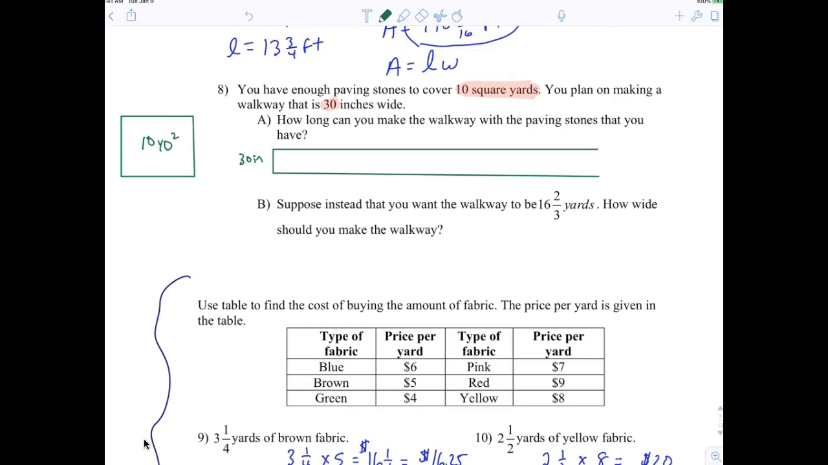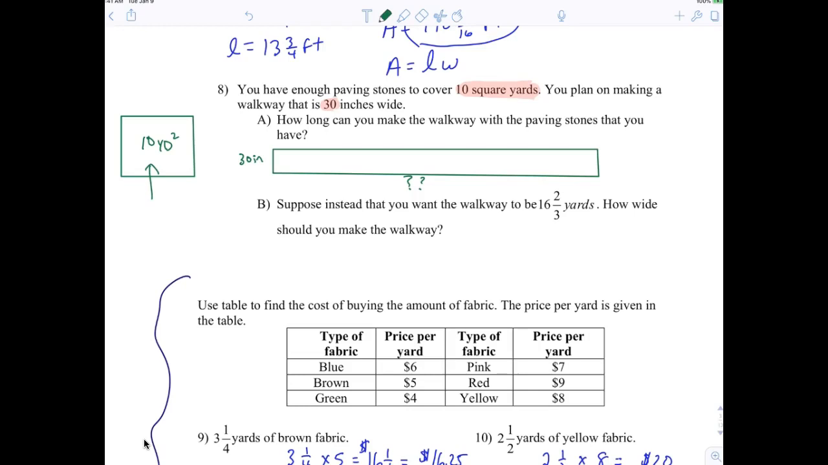So now, does everybody understand the problem? We just have one big square, right? We don't want it as a square. We want it as a long rectangle. Does everybody agree with that? So the question is, how long can I make this? That's my walkway. This is all the paving stone I have, 10 square yards. So I have to figure out how long I could make my walkway.